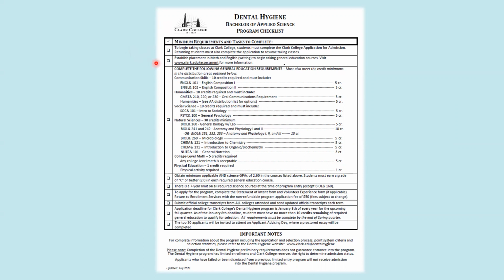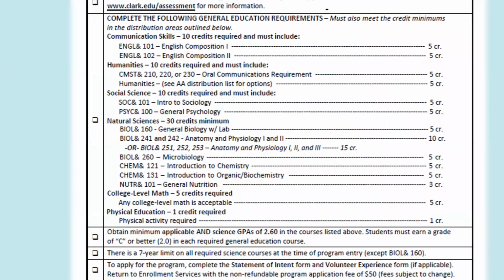The next step for a new student or someone getting started on prerequisite coursework is to establish placement in math and English levels. This is important, and we'll get back to this in just a few minutes. This middle list is all the list of the courses required to apply. If we take a closer look at this list, we'll notice that there is a very specific coursework listed.